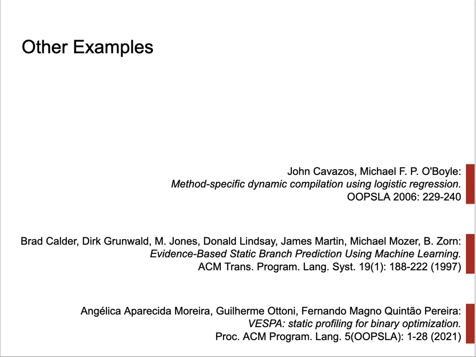And there is a very nice example of how to use logistic regression to determine the best optimizations for Java methods in this paper by John Cavazos and Michael O'Boyle. Anyways, that concludes our overview of classification problems in compilers.